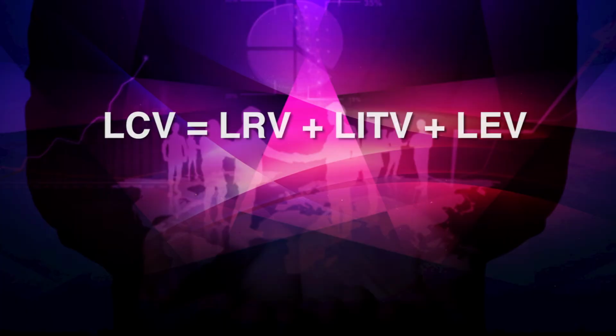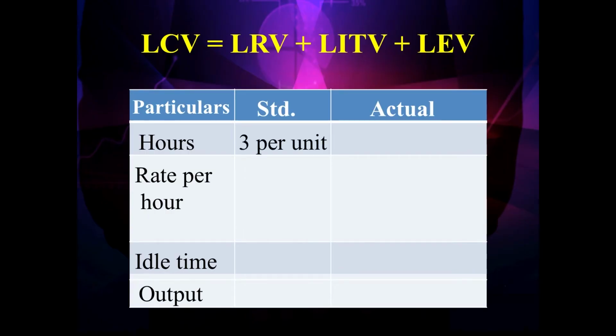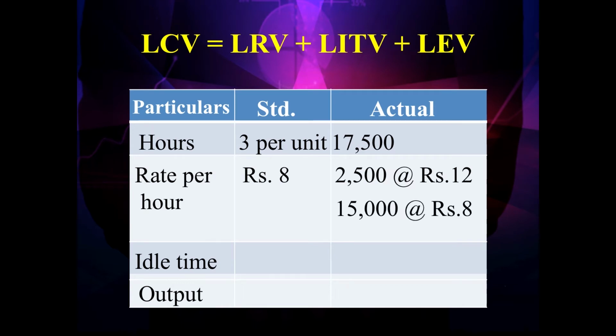Let us start with another equation of labor cost variance, where LCV is equal to LRV plus LITV plus LEV, where LITV is labor idle time variance, which is always adverse. Let us assume the basic data for solving an example. Hours required to manufacture a unit is 3, rate per hour as a standard is 8, actual hours consumed is 17,500, the rate per hour within that is 2,500 hours at 12 rupees, 15,000 hours at rupees 8, idle time in actual 500 hours and actual output 6,000 units.